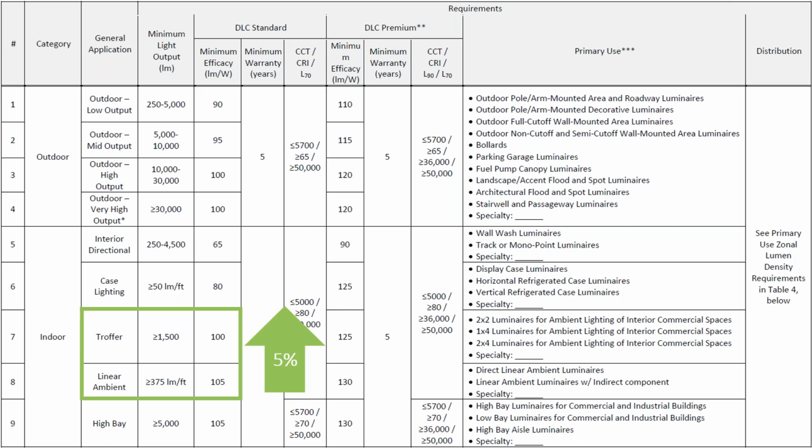And these products are also those that are most likely to include networked lighting controls. And we believe that if there's not a large increase in efficacy, those networked lighting controls can capture additional savings.